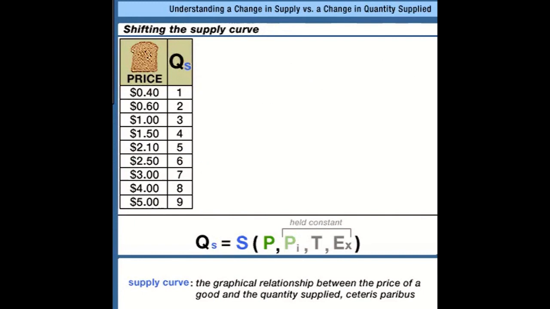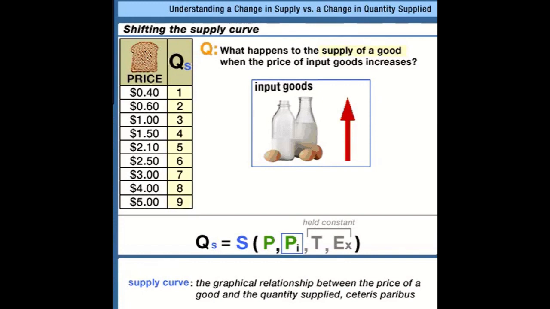Suppose now that we allow a change in one of the factors that we held constant when we wrote down this schedule. Suppose in particular that we allow the price of inputs to increase. An increase in the price of milk and eggs and other inputs used to produce bread is going to influence the profitability of this bakery. In particular, with higher input prices, it's going to be less profitable to make bread, and the response of the baker will be to scale back his operation. With the higher prices for inputs, we will see a smaller quantity of bread supplied at every price.